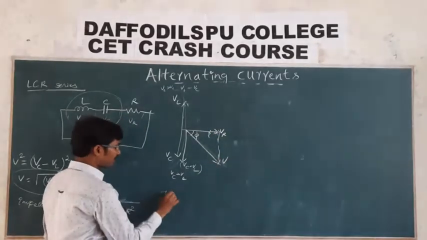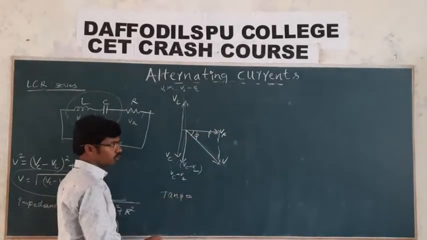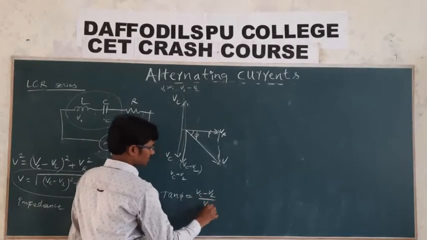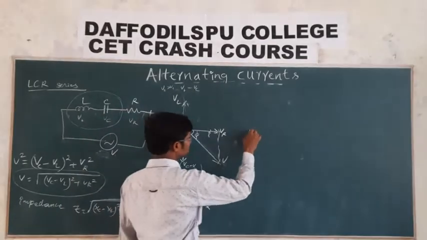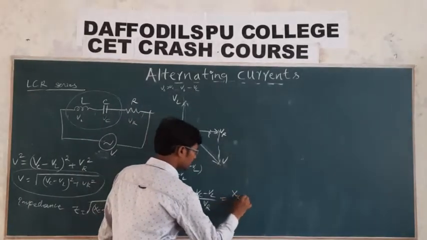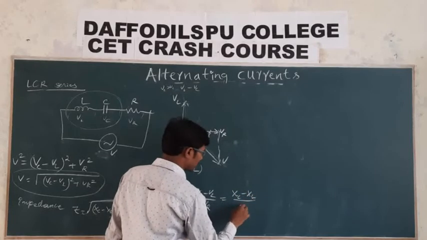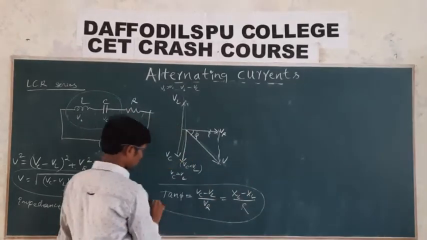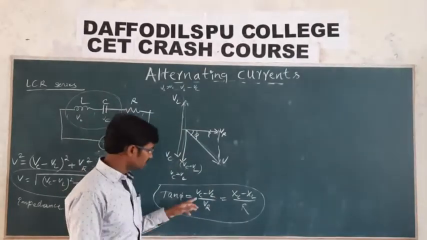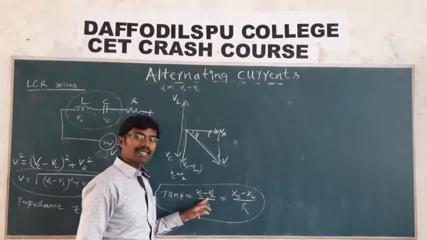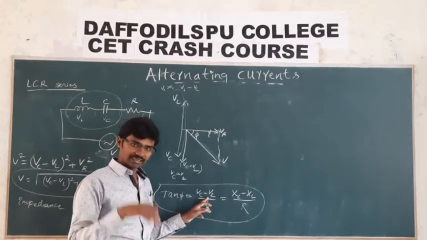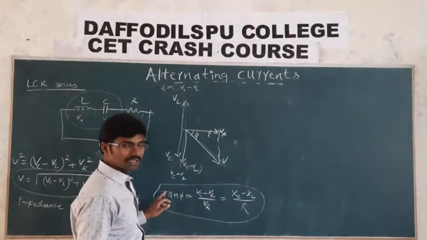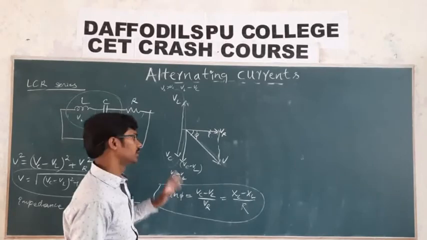Now what is tan phi? Tan phi is equal to (VC minus VL) by VR. Even in terms of reactances, it is (XC minus XL) by R, which gives the phase. Remember, if VC is greater than VL, it is a capacitor-leading circuit. If VC is less than VL, it is an inductor-leading circuit. VC greater than VL means the phase is positive, and if it is less, it is negative.